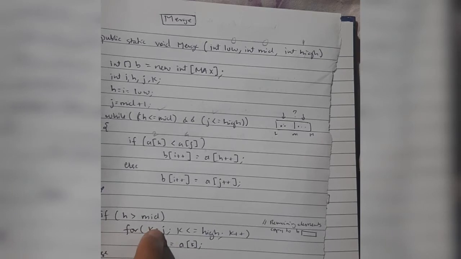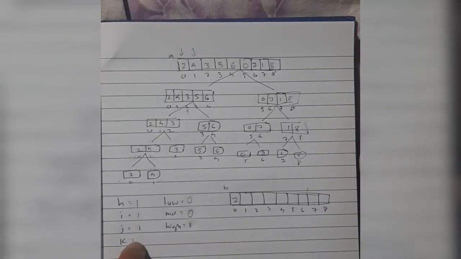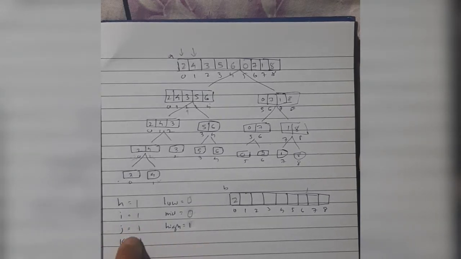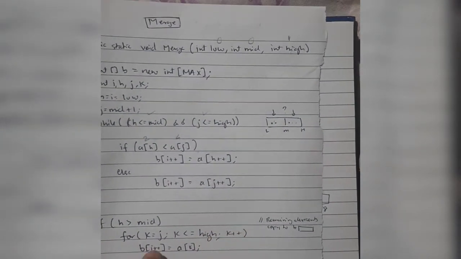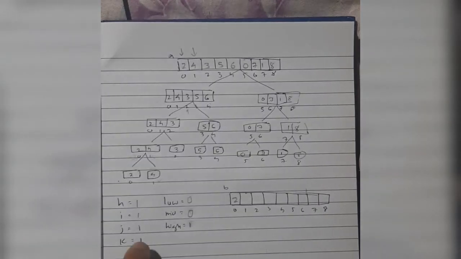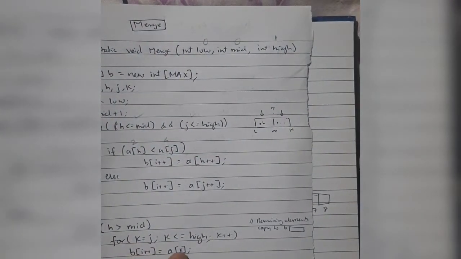Here for k is equal to j, k is less than or equal to high. What is k? K is initially empty. K is equal to j. J is 1, so make k as 1, and that is less than or equal to high. The condition is this one: k is less than or equal to high, then k plus plus. It's true, so do this line of code, which is b of I plus plus is equal to a of k.